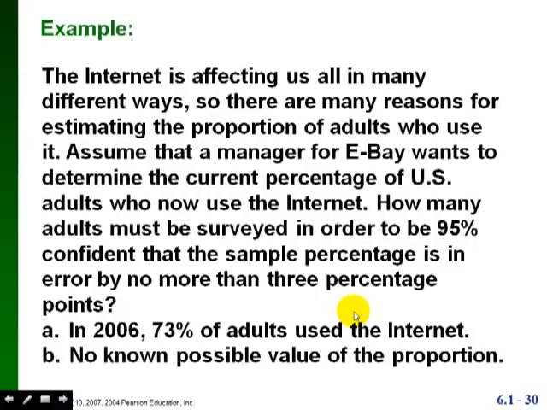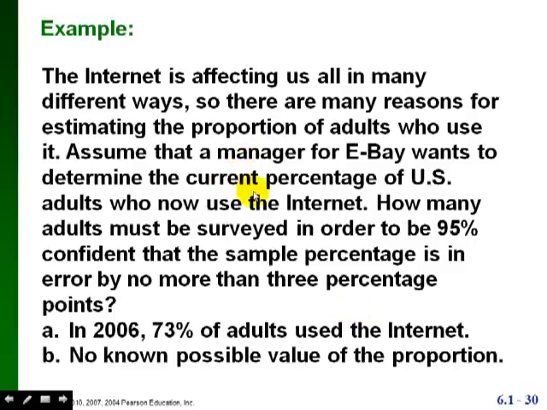Here's an example. In this one, a manager for eBay wants to determine the current percentage of U.S. adults who now use the internet. He wants to know ahead of time how many adults to survey in order to be 95% confident that the sample percentage is in error by no more than 3 percentage points.